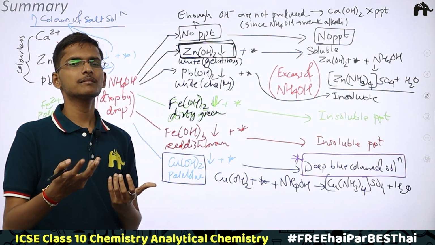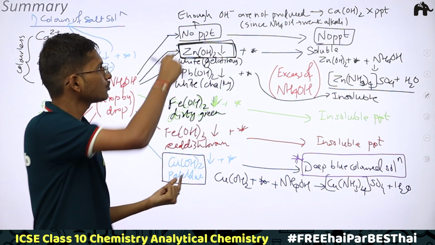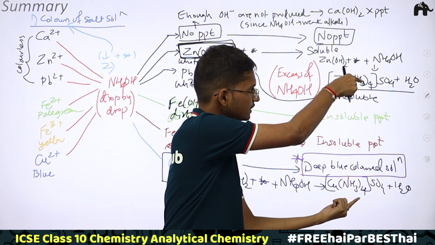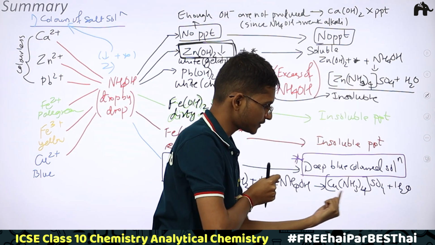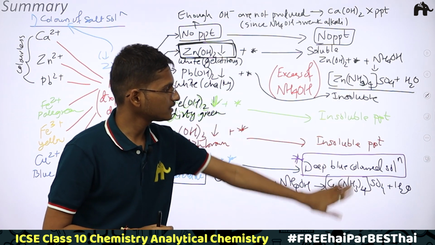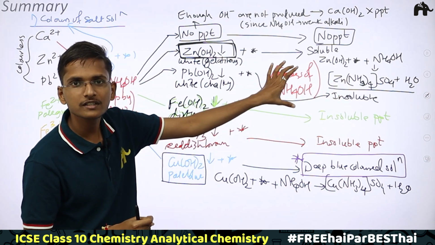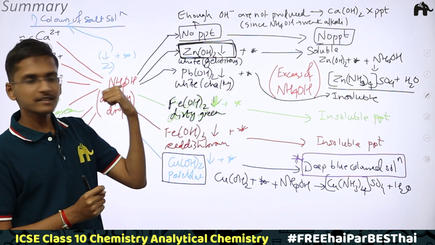So how can you remember this? A simple trick I can tell you: see zinc hydroxide and copper hydroxide. Both of them are forming the same type of salt. See, tetraamine zinc 2 sulfate, tetraamine copper 2 sulfate. See, amine comes here. This means that these are the salts which are formed when we are adding excess of ammonium hydroxide, right?